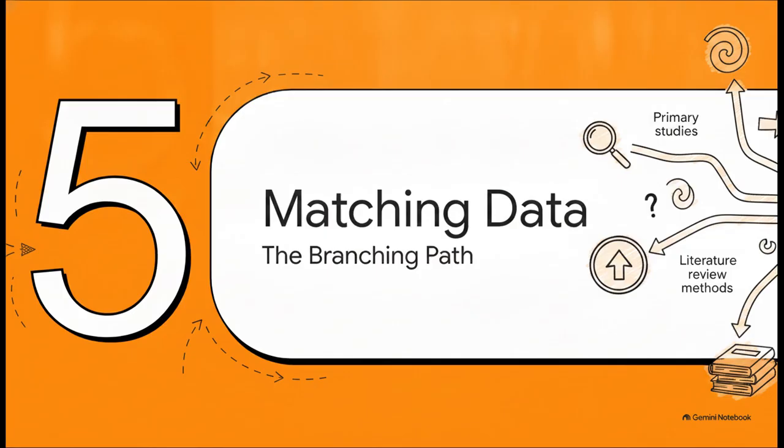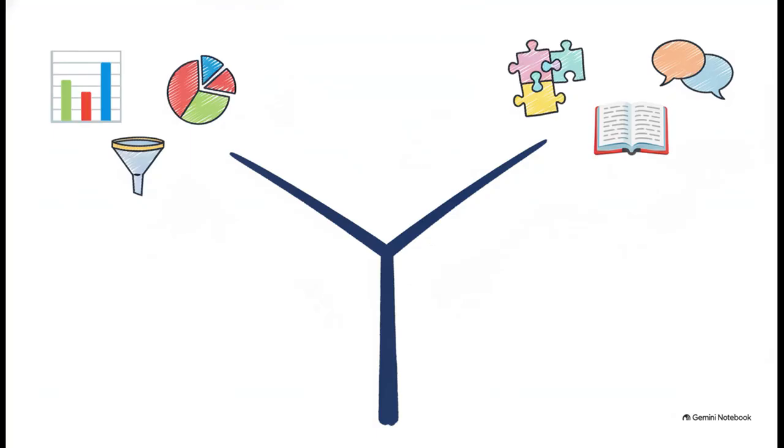All right, Section 5, matching data to methods, the branching path. So, if scoping reviews are just the starting line, how do we actually choose the right mature method for our data? Well, it all depends on what kind of primary studies you're looking at and what you're trying to achieve. Your path splits right here based on your data.